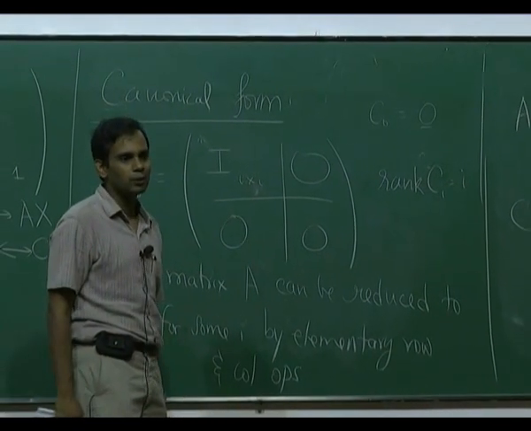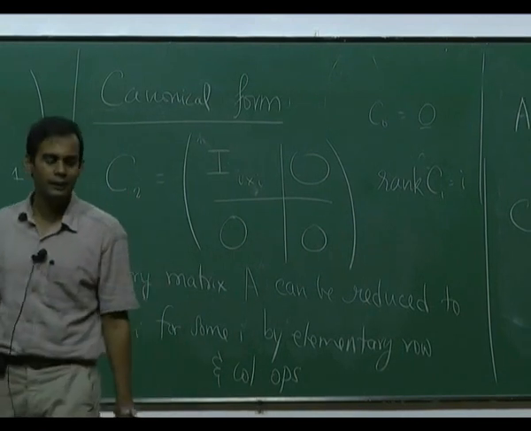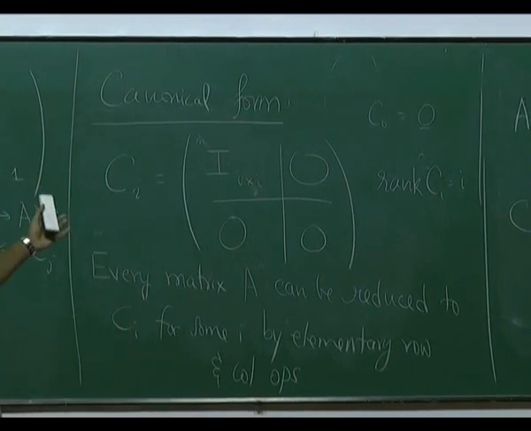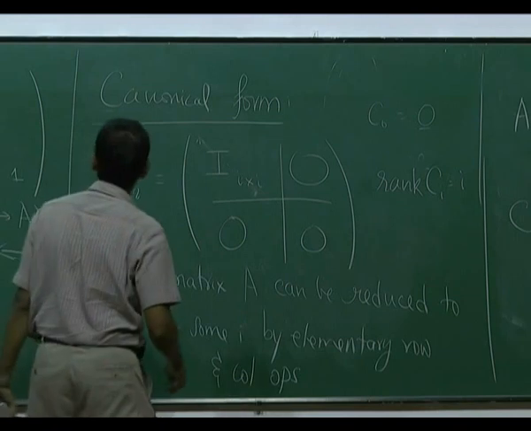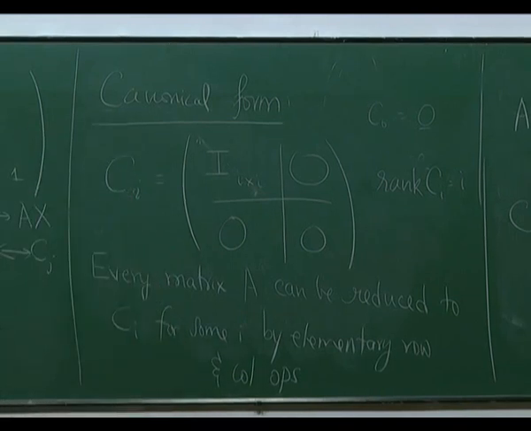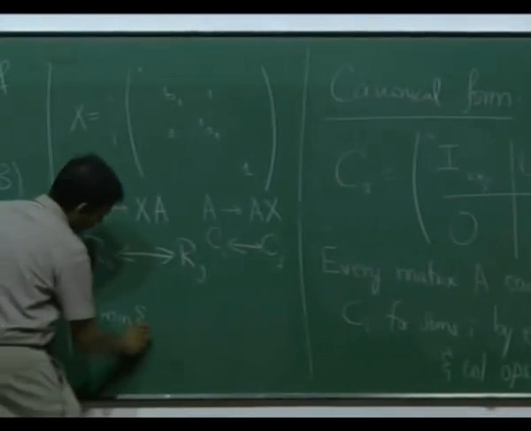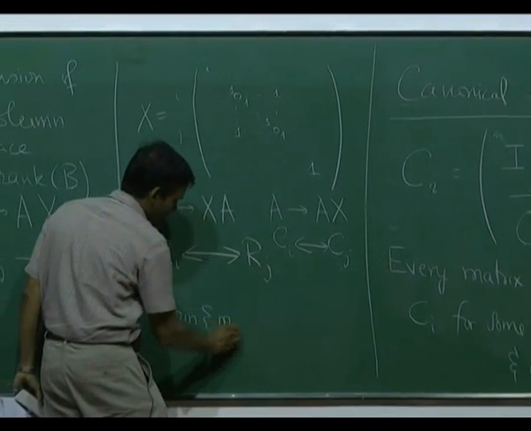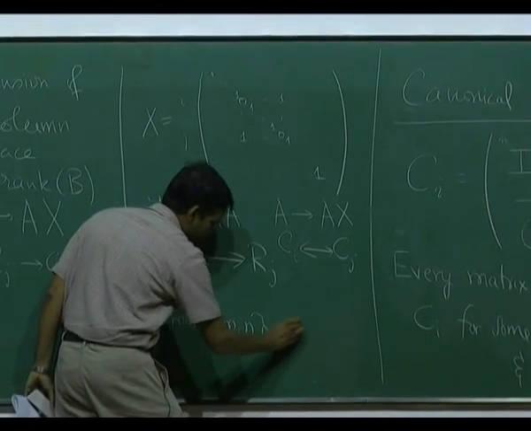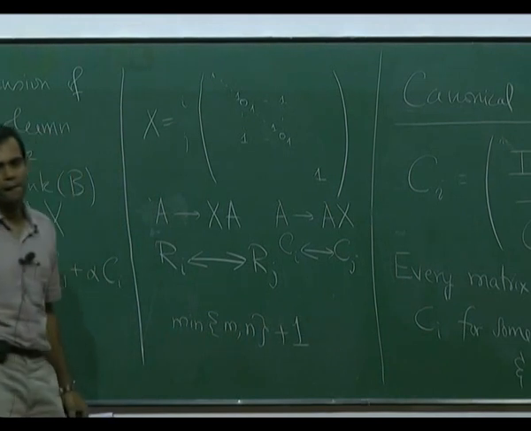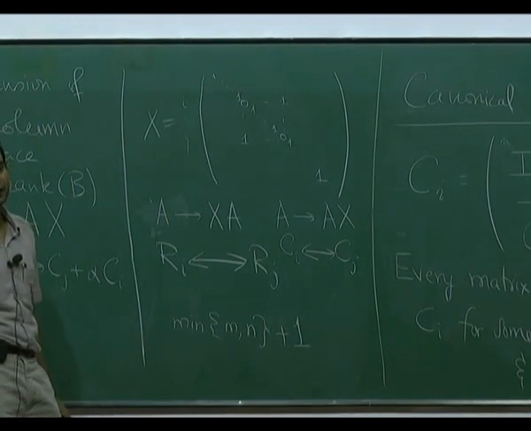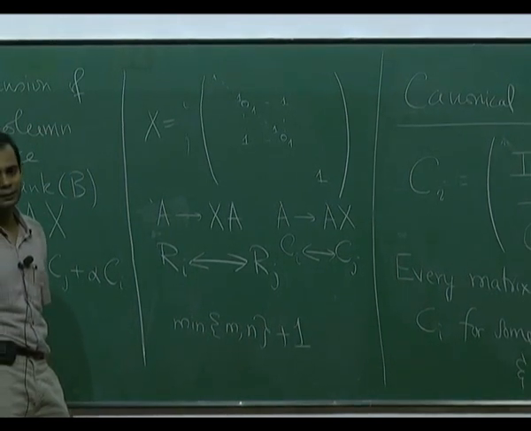And the second question, about how many equivalence classes there are, the answer is, well, how many? This i can be anything between 0 and minimum of m, n. So it's minimum of m, n, plus 1. This is the number of equivalence classes.